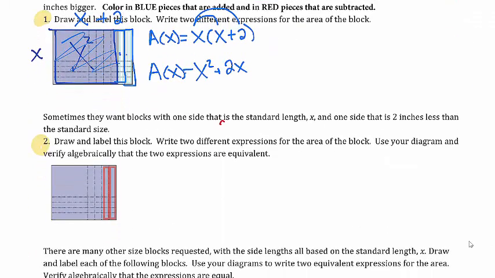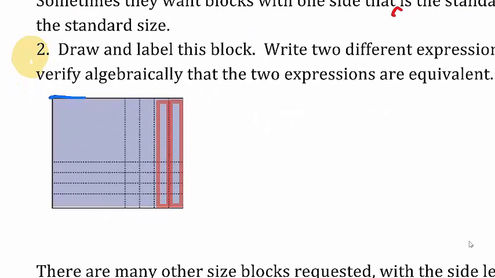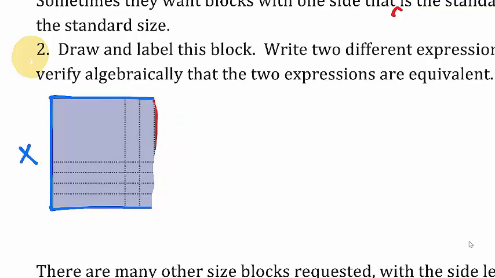Sometimes they want one side that is the standard length x and one side that is 2 inches less. So they actually want it to be skinnier. So here you go. Here's our standard x squared block that she starts with, a fabric. She wants this side to stay x, but whoever's ordering this wants them to cut off 2 inches, 1 inch, 2 inch. So really, it's like this is going away. Well, if it went away, then this side is x minus 2.